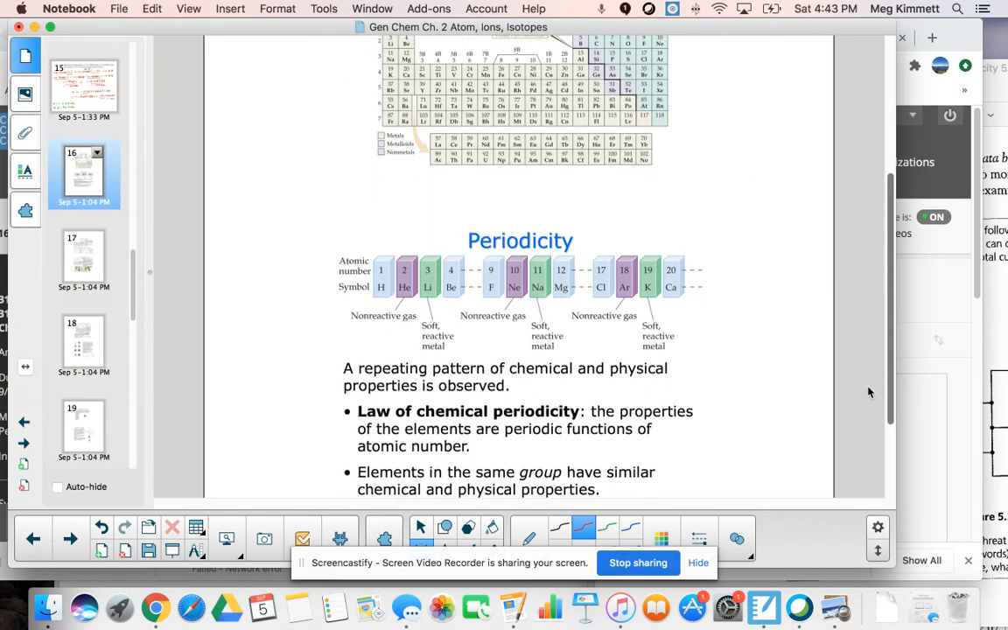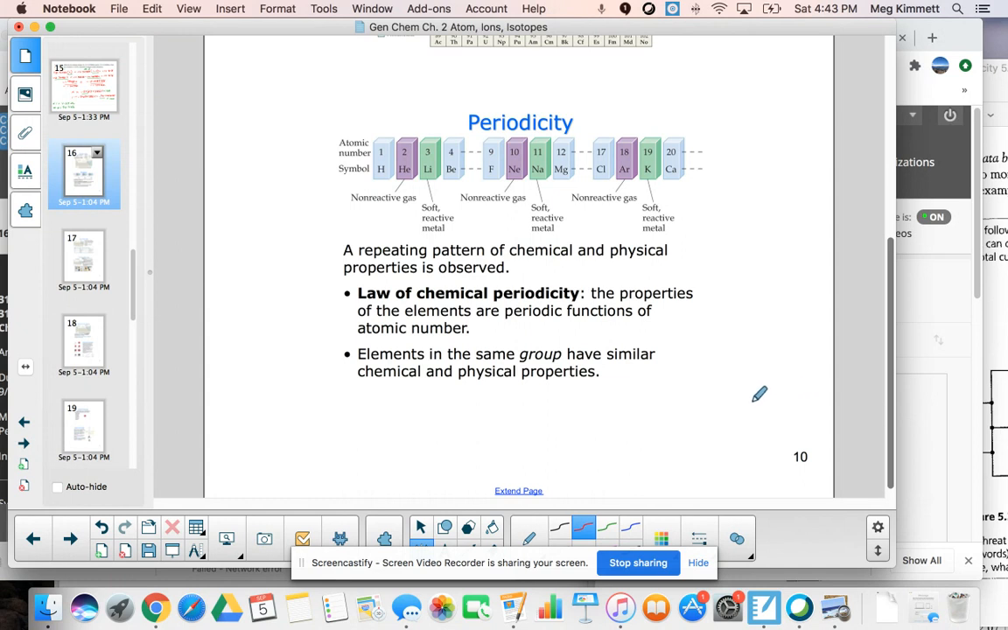So, we talk about the periodicity of the periodic table, and we'll actually do a whole chapter on periodicity, which is all about the trends and occurrences within the periodic table. So, what is periodicity? It's a repeating pattern of chemical and physical properties. What does that mean exactly? Well, the law of chemical periodicity is that the properties of elements are periodic functions of their atomic number.